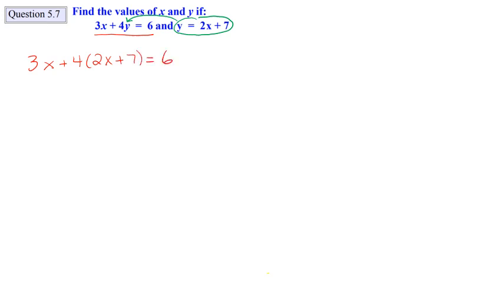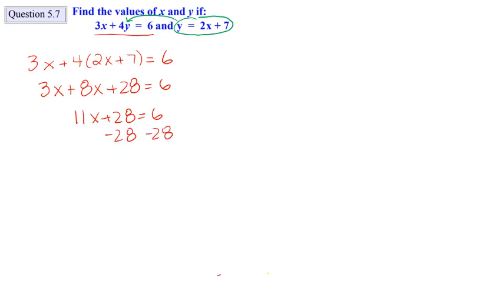And what that does is it gets rid of that variable so that we can solve this equation. It's important to put it in parentheses, so don't forget the parentheses. All right, so I'm going to solve now, and I can because I have one single variable, x. Distributing, combining like terms, subtract 28 on both sides, divide by 11, x is negative 2.